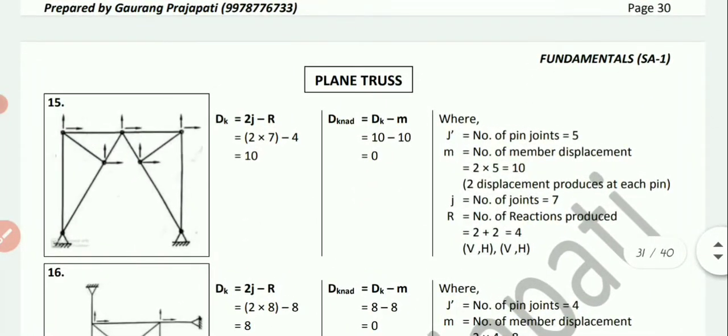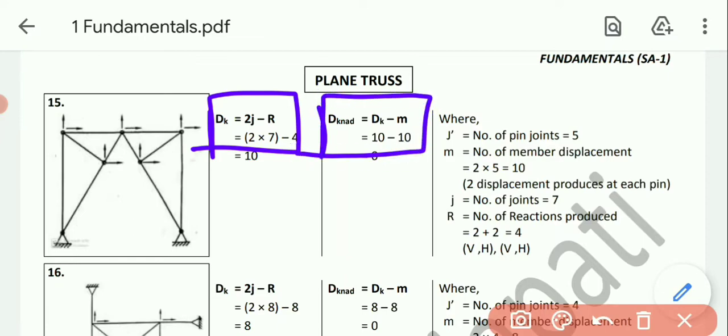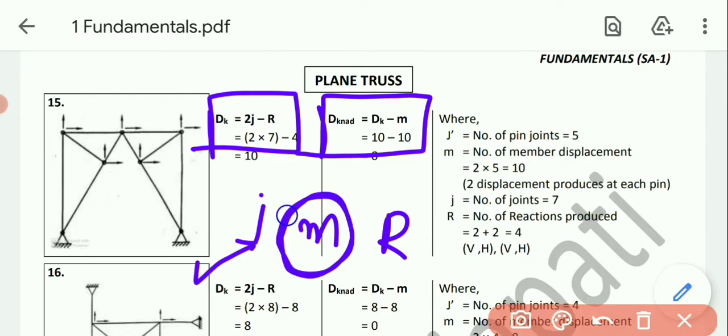Now, in case of plane truss, first of all, the formula is Dk equals twice J minus R, and Dk none, that is Dk minus M. So the unknown parameters will be J, M and R. J means number of joints, M is the number of member displacements, and this term will be new in case of the truss, and R is the number of reactions produced.